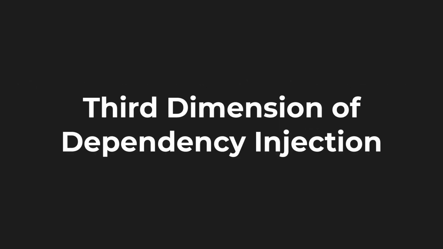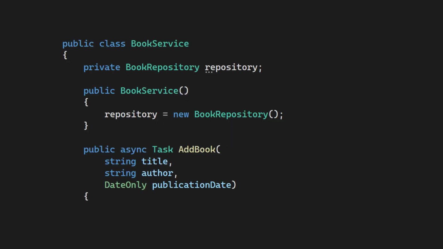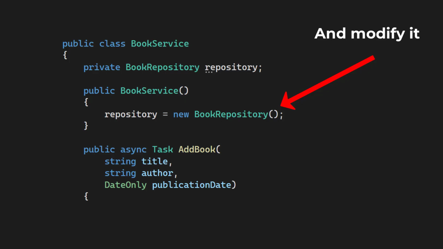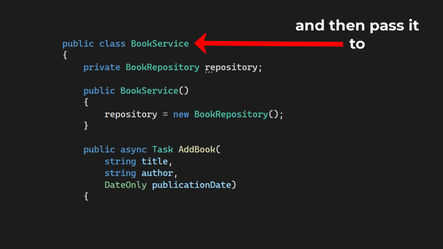In this video, we're going to talk about the third dimension of dependency injection, which is interception. To understand interception, let's go back to our original book service class, which created an instance of book repository in its constructor. Now in this design, it is impossible to intercept the book repository dependency. In other words, reach out to this book repository dependency and possibly modify it by wrapping another class around it and then pass it to the book service class.